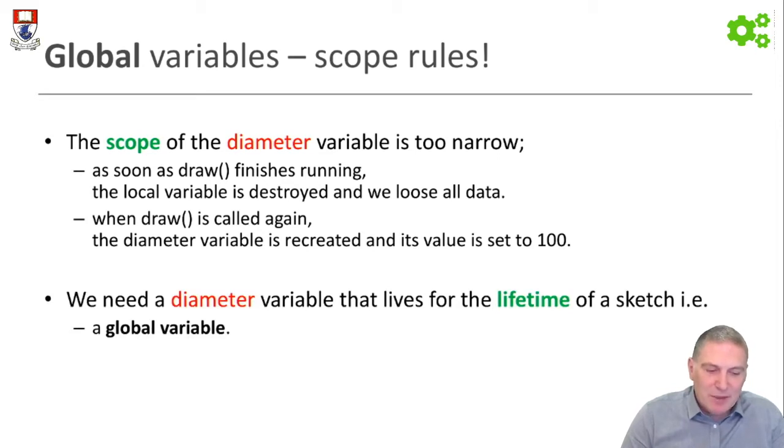So we need a variable called diameter that lives for the lifetime of the sketch. In other words, we need to use something called a global variable. Again, it would be a good idea to make a note of global variable at this stage.